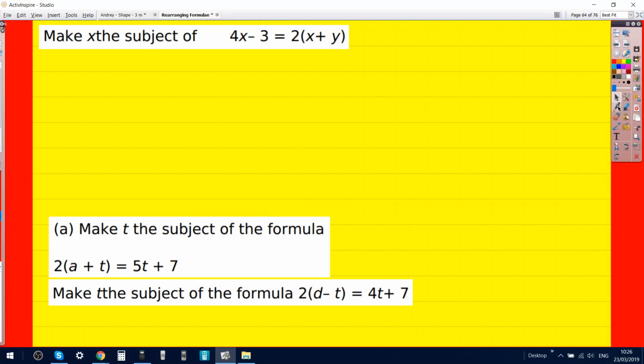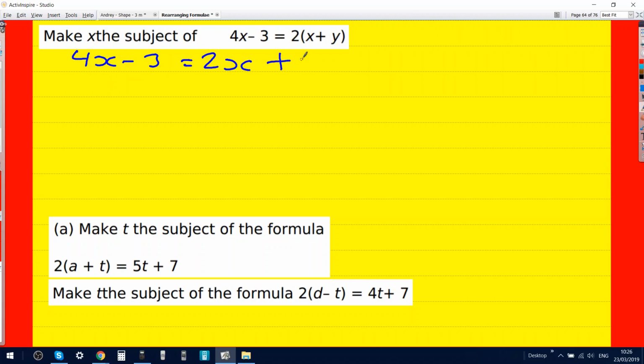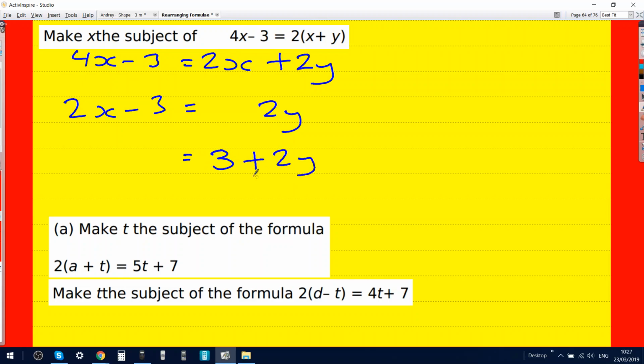Okay. Make x the subject. So it'd be 4x minus 3 equals 2x plus 2y. So you would have to eliminate 2x. So it'd be 2x minus 3 plus 2 equals 2y. So then that would mean 2y plus 3. Divide by 2 equals x. Well done.